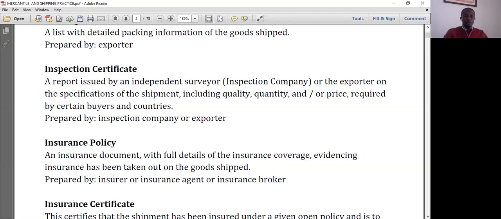Then we have the insurance policy. Now, we know that international trade is prone to a lot of risks or perils. And due to these uncertainties, we can lose our cargo as the goods are coming. So it is a requirement that all the importers, or all the people who are involved in international trade, insure their cargoes.